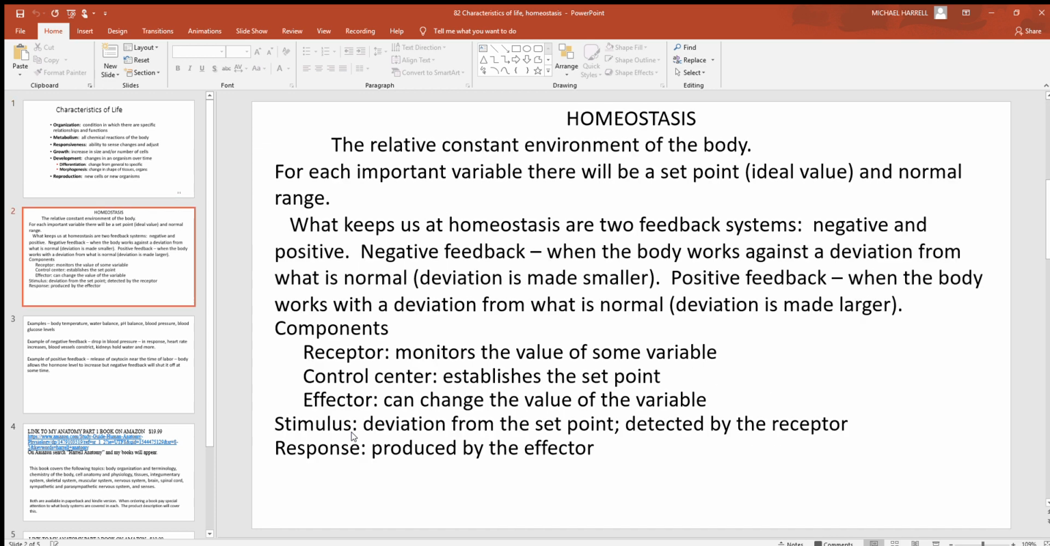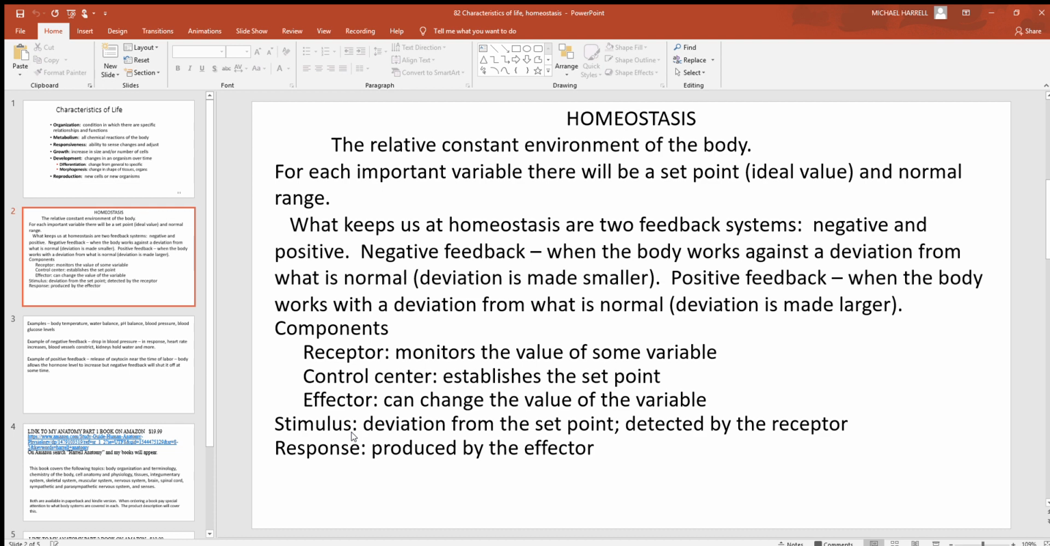Next, let's look at homeostasis. This is a very important topic inside the body. You're going to talk about homeostasis over and over and over throughout these chapters, because when you do, you're talking about keeping a relative constant environment inside your body. If you don't do this, you're probably not going to live for very long.